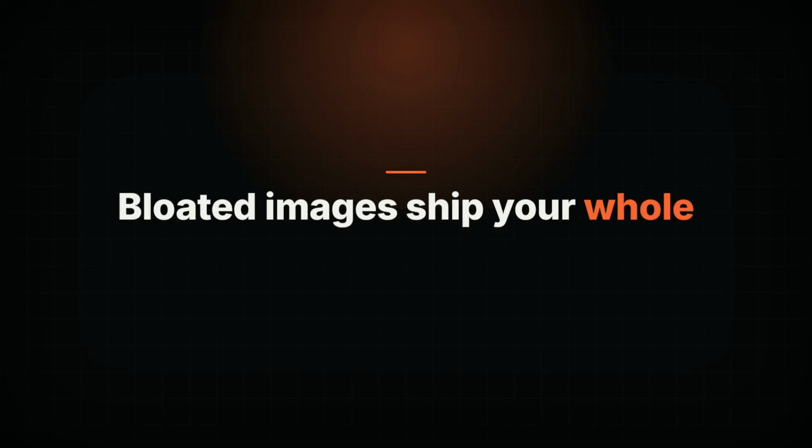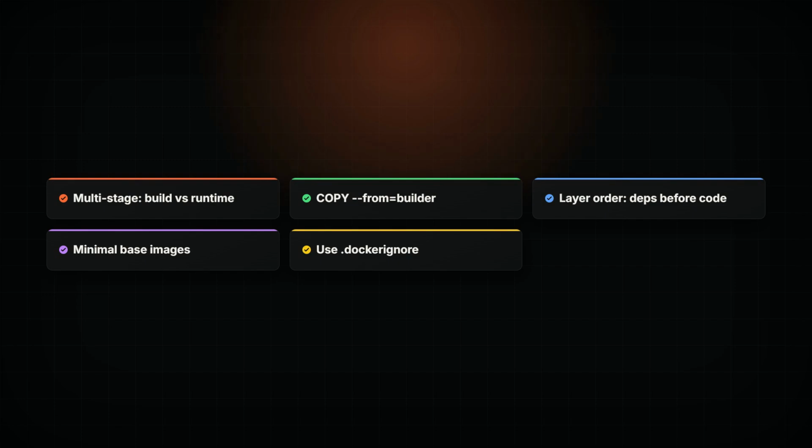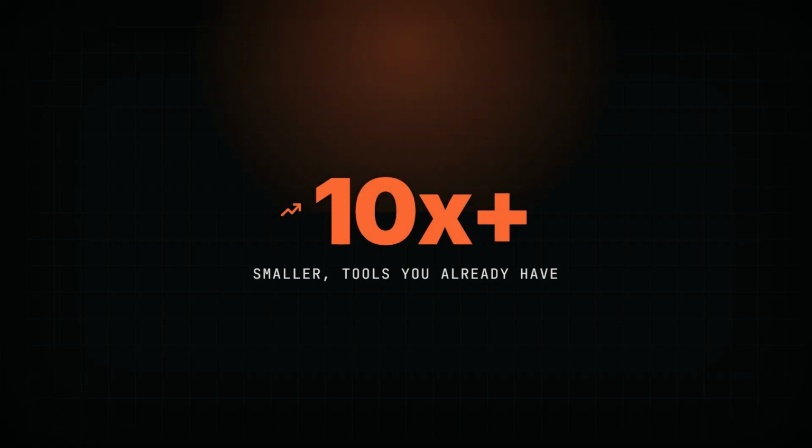So, to recap, most bloated images come from copying your entire build toolchain into production instead of only the finished output. Multi-stage builds separate the build stage from the runtime stage, and COPY --from=builder carries over only what's actually needed. Layer ordering, dependencies before source code, keeps your cache working instead of fighting you. Minimal base images like Alpine or Distroless strip out operating system weight you were never using. And .dockerignore stops your build context from smuggling in files that were never supposed to leave your laptop. Put all five of those together, and you're looking at image sizes shrinking by 10 times or more, using tools you already have installed right now.